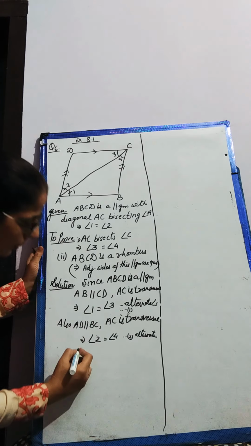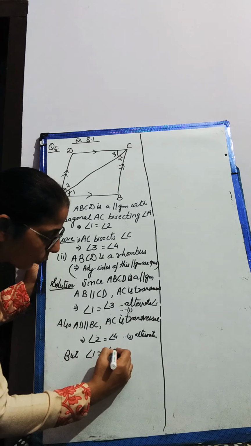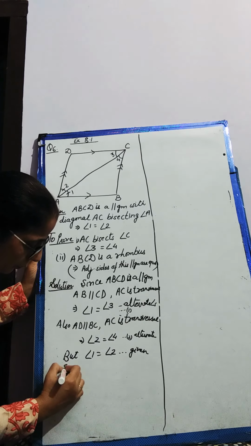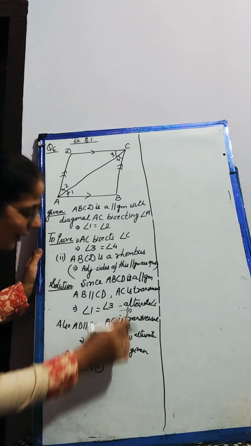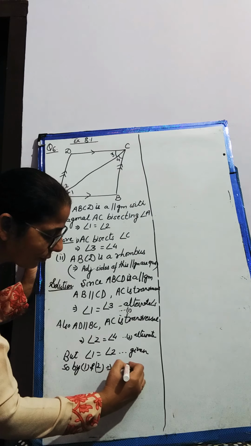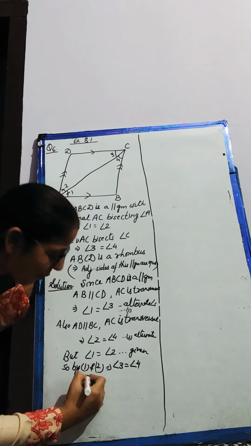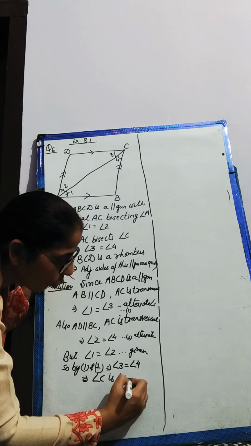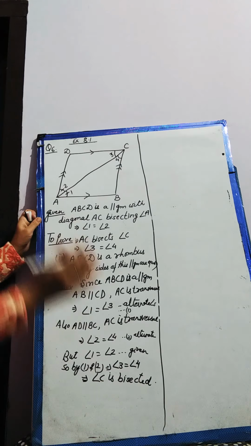Now, it is given that angle 1 is equal to angle 2. So by equations 1 and 2, angle 3 will be equal to angle 4. It means angle C is bisected. So the first thing we have proved is that angle C is bisected. Hope you have understood. It was very simple.